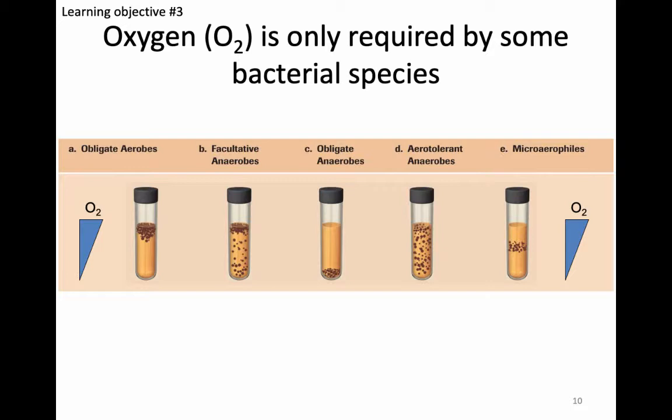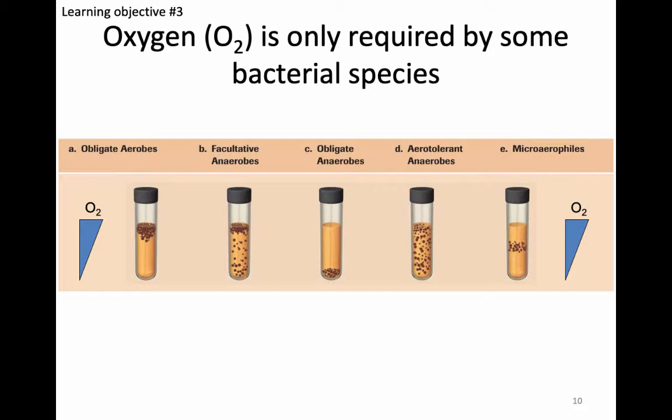So if we grow organisms in an agar-deep tube, we can categorize them into 5 groups based on their oxygen requirement. So in category A, we have obligate aerobes, which will grow only on the surface of the agar-deep tube. In group B, we have facultative anaerobes, which will grow most densely on the surface of the tube in the aerobic part of the agar, but will also grow in the bottom anaerobic parts of the agar.